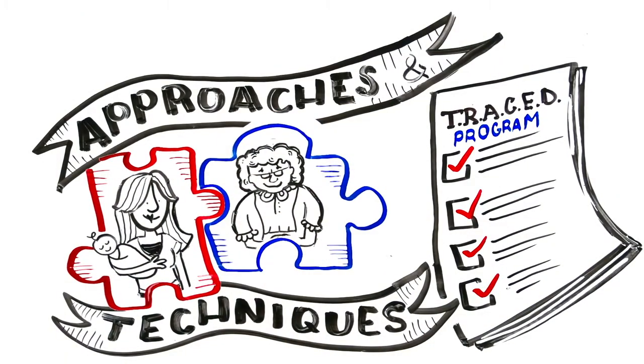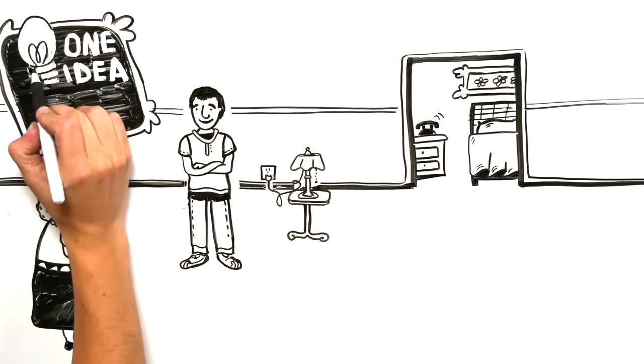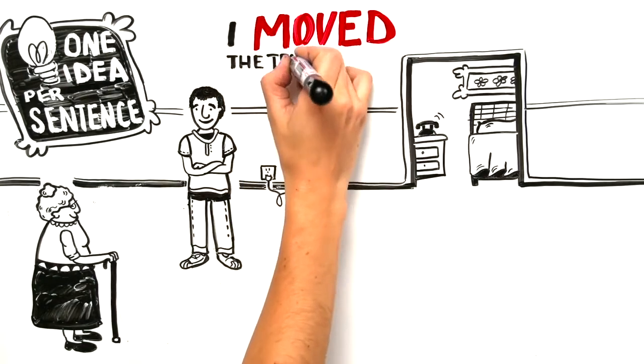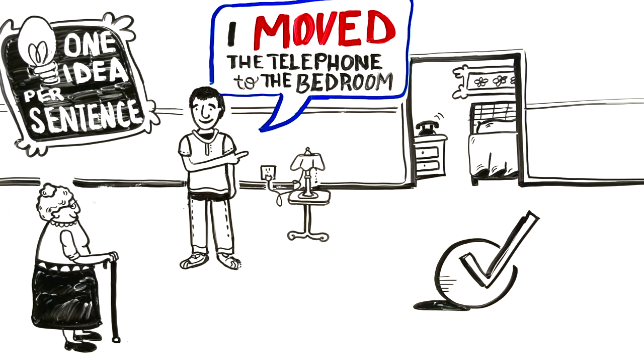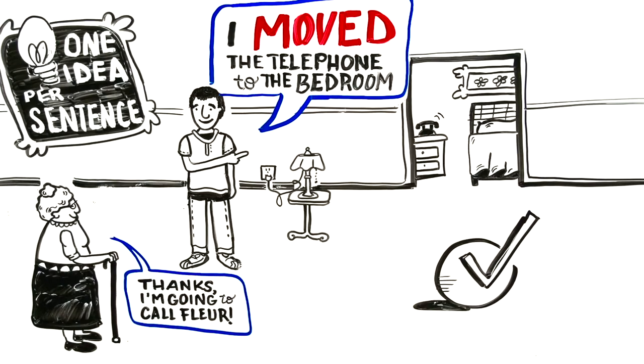Useful compensatory strategies are: number 1, use one idea per sentence. That is, use only one verb. For example, I moved the telephone to the bedroom. Versus, I moved the telephone from the kitchen and placed it in the bedroom.